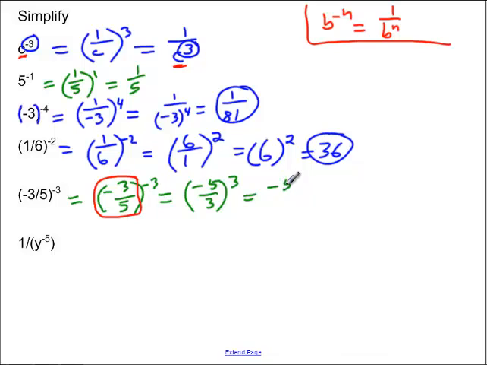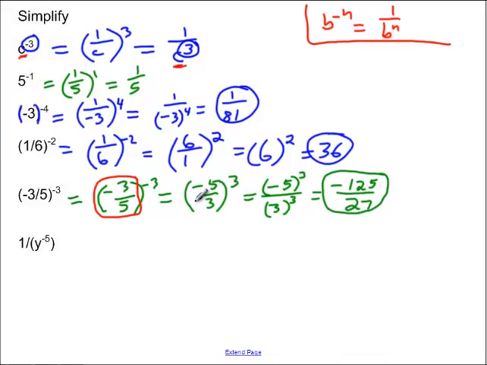And now we can simply rewrite this as negative 5 to the third power over 3 to the third power. And that's equal to negative 5 to the third power, which is negative 125, or negative 5 times negative 5 times negative 5 is negative 125. 3 cubed is 27, and there's our answer, negative 125 over 27.